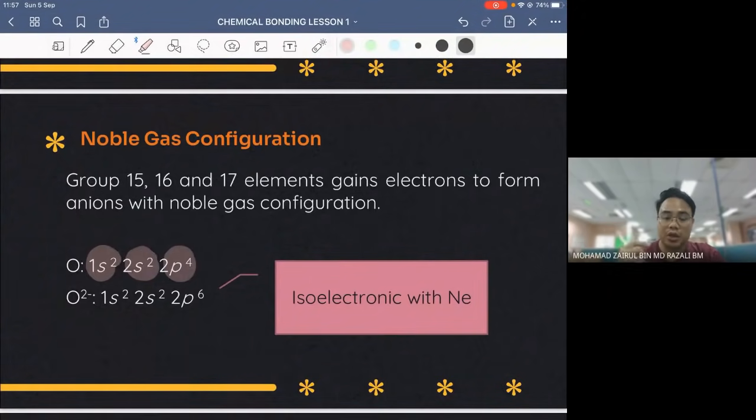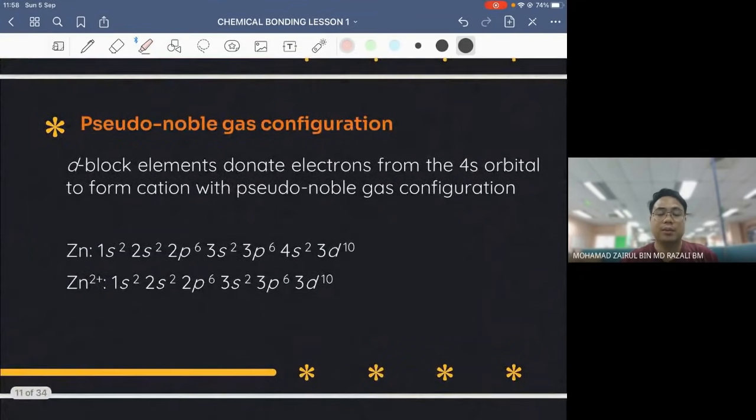Okay, dan 2 elektron itu akan masuk dekat 2p orbital, sebab kalau awak tengok only 2p orbital yang ada available, yang ada tempat kosong untuk kita masukkan elektron. So the electronic configuration for O2- is 1s2, 2s2, 2p6. Which is kalau kita tengok dia ada sama electronic configuration dengan neon. So we call that the O2- will have the same electronic configuration as neon, thus it has the noble gas configuration.